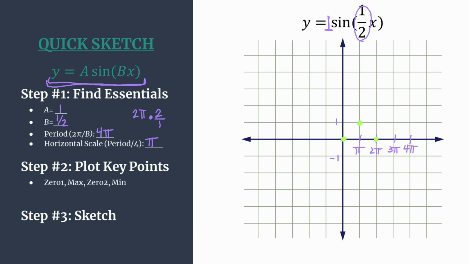Move to 3 pi. We're going to have a minimum here, so we'll get our y-coordinate value from looking at A and taking the opposite. All right, now we just have to sketch in this sine pattern. So here we have it. At 4 pi, we would start a repeat. So you can do this for as many cycles as you need, and this is a great quick sketch for sine of 1/2 x.